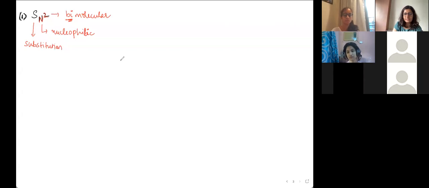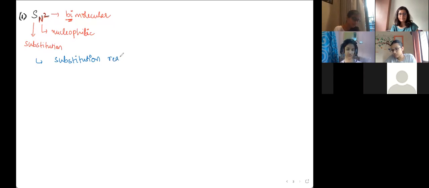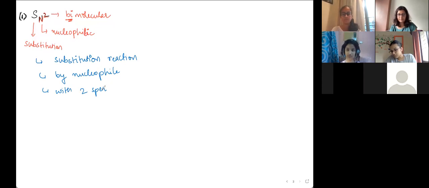Now let's write down what is happening. So SN2 is bimolecular. So put all of these together. What is the SN2 mechanism? It is a substitution reaction, where one atom is substituting the other. By a nucleophile. The nucleophile is the one that's doing the substituting. With two species. Species means atoms, ions, molecules that are involved. Involved in the slowest step.